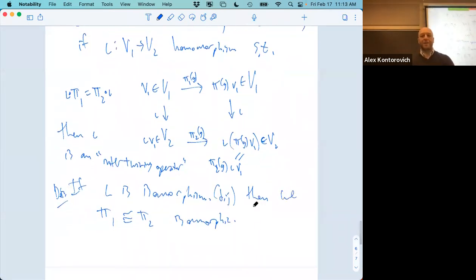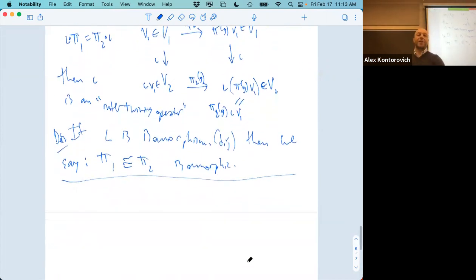Then we say pi 1 and pi 2 are isomorphic. So two representations on completely different vector spaces, there's no relation between V1 and V2. Whatever they're doing on those respective vector spaces, if there's an intertwiner that's an isomorphism, then we'll say that those representations are the same. And so really we want to understand irreducible ones.